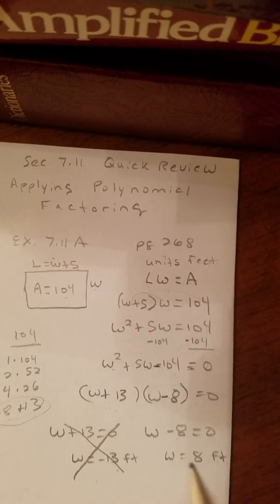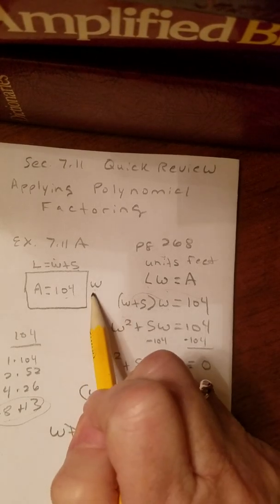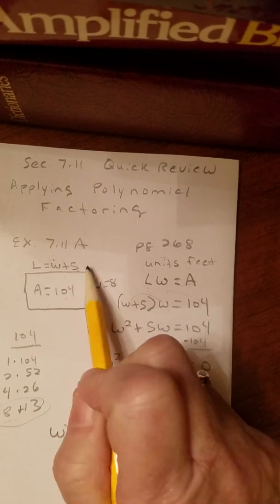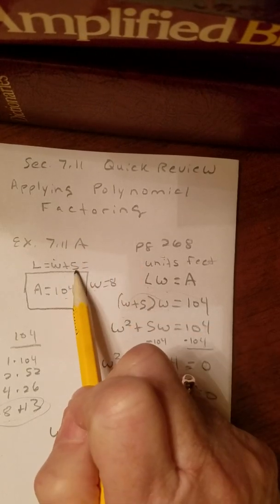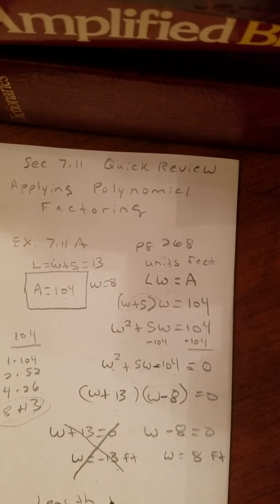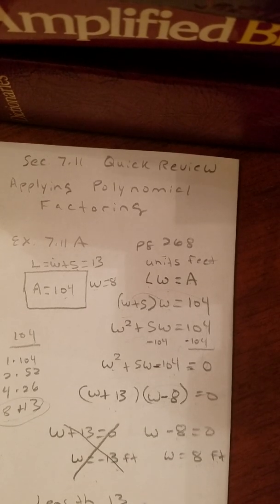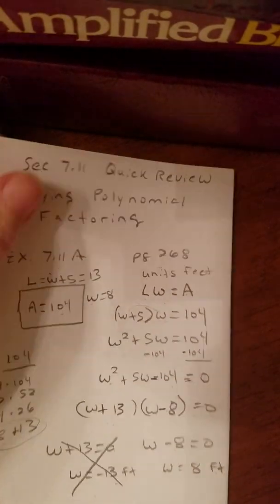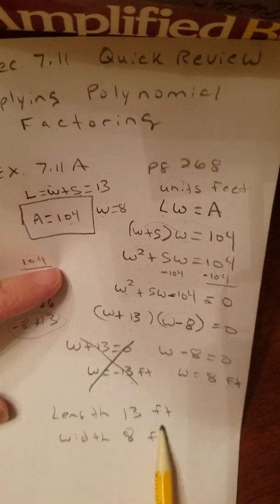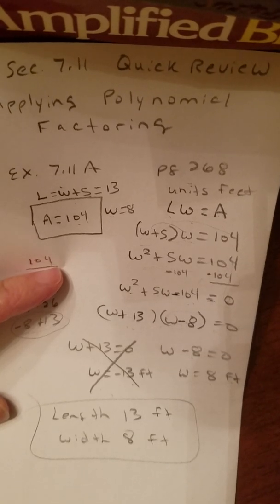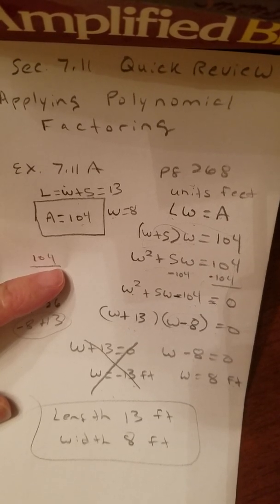So what that means is that the width is 8 feet, and the length is 5 more than the width. So if I take 8 plus 5, I'm going to get 13. So my length is 13 and my width is 8. I have found the two measurements. Make sure you put your units, 13 feet and 8 feet is your answer. Those are the two dimensions. Always go back. Did I answer the question? So our rectangle was an 8 by 13.